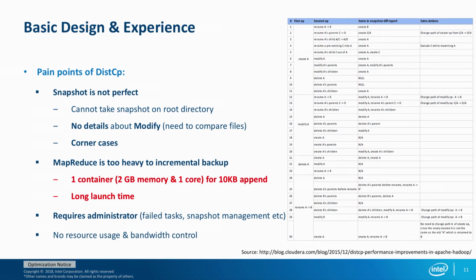So another problem is that MapReduce is too heavy in most cases. Especially for incremental backup, you have a very small append on existing files. Then DistCp will launch a container with 1 GB memory for it. And it costs a lot of launching time. Also, for failed tasks, for snapshot, you need an administrator to manage it. And no resource controls, no bandwidth controls, sometimes it just uses up all your resources.